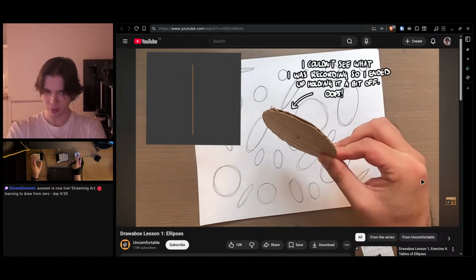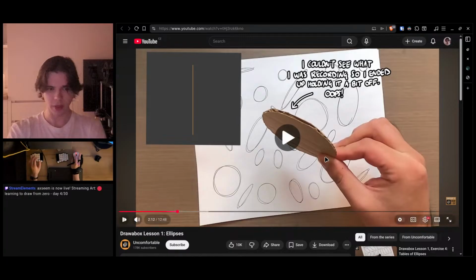Wait, is it real? It's ellipse, not ellipse. What the fuck?